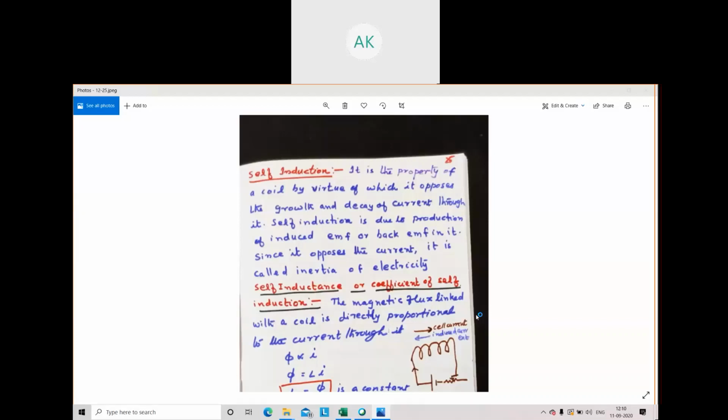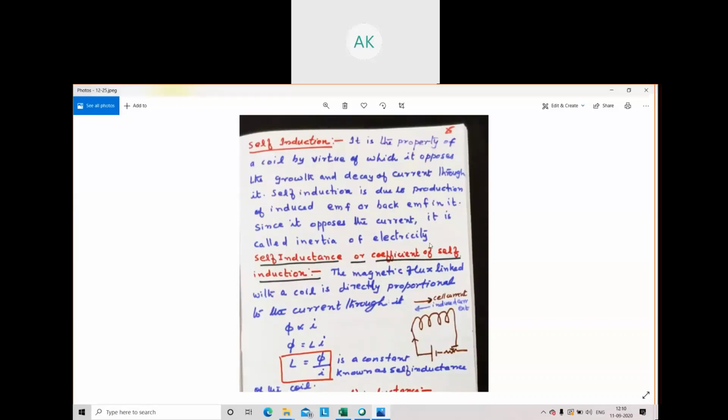here, and current is sent through the coil. So when current, here a rheostat is also provided, and we can vary current in it. So when a varying current is sent through the coil, flux is directly proportional to that current. Yeah, phi is proportional to I, or phi equal to L into I.